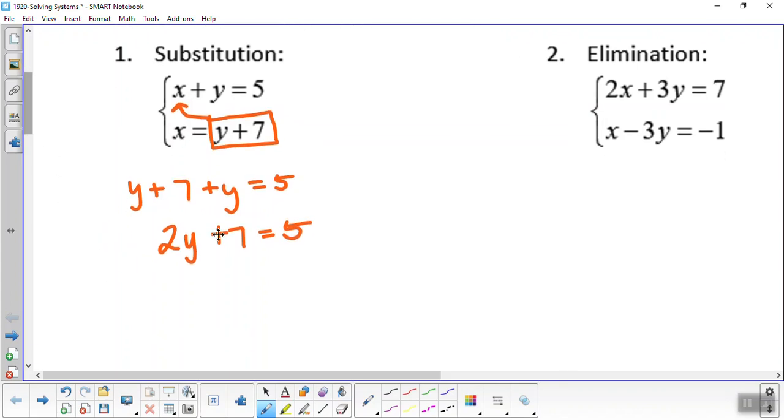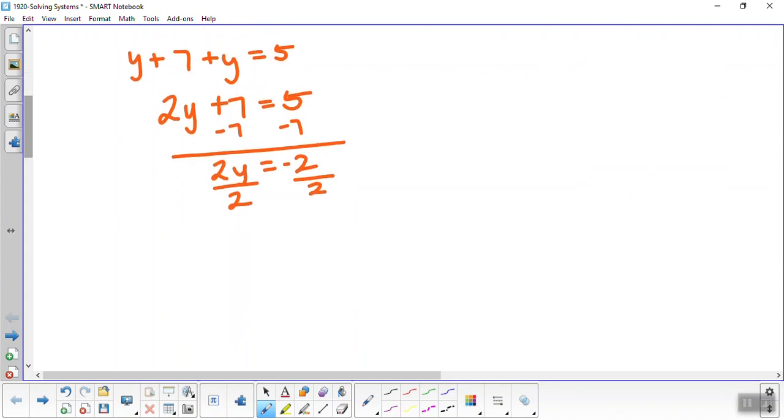Now I just need to solve for y. I'm going to subtract the 7. I get 2y to equal negative 2. Divide by 2. And I get y to equal negative 1. So I'm not going to put a box around it, but I am going to circle it because it's important.